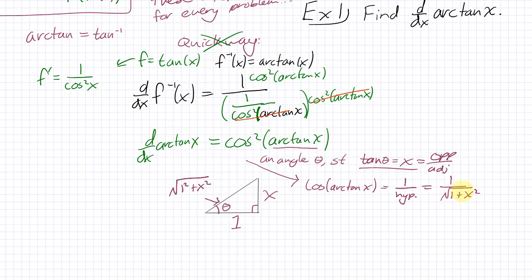Then when you square that, it will cancel out with the square root here. So this will just end up being 1 over 1 plus x squared. That is the derivative of arctangent of x. So that's a good one to know.